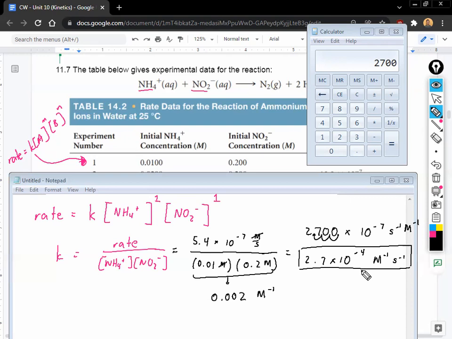Anyone able to get this on their own? Yeah, good, good. Including the units? Okay, units were tough. But if you got 2.7 times 10 to the negative 4, that's all good. We're good for now.